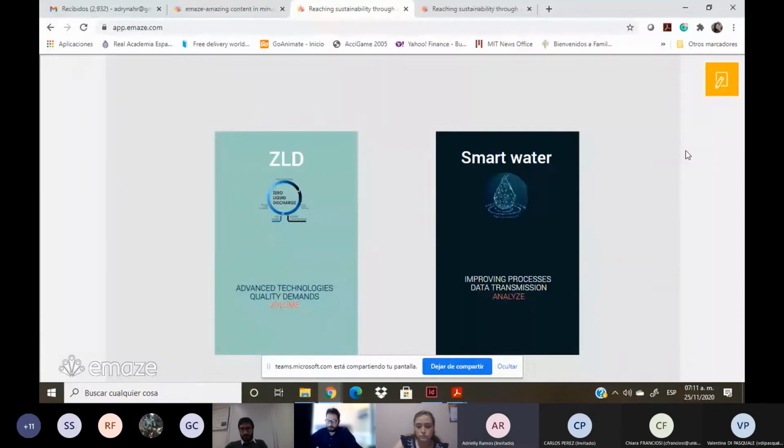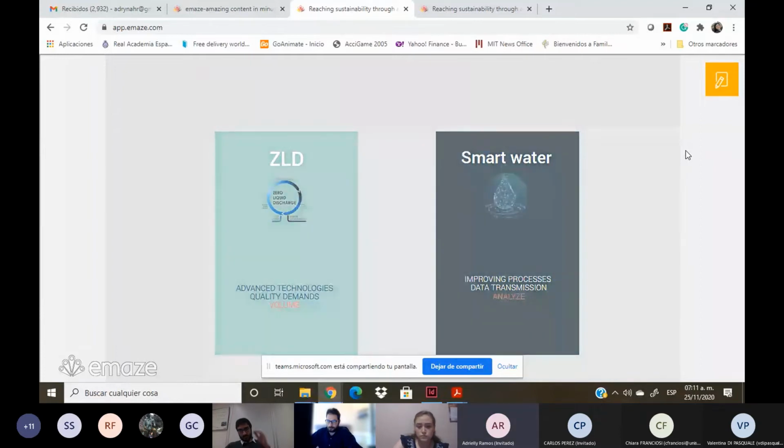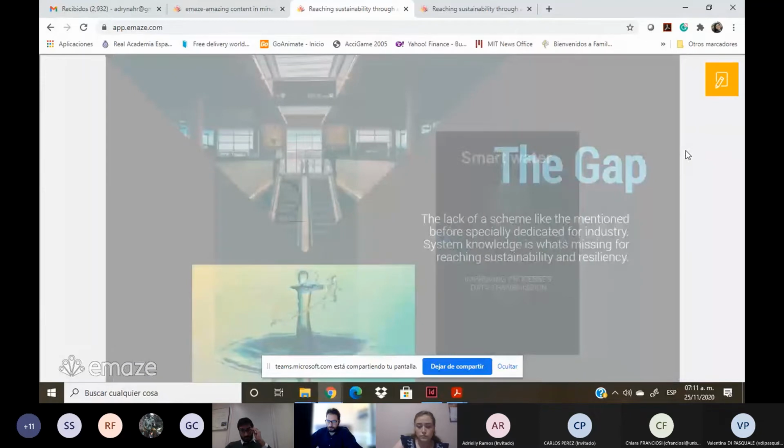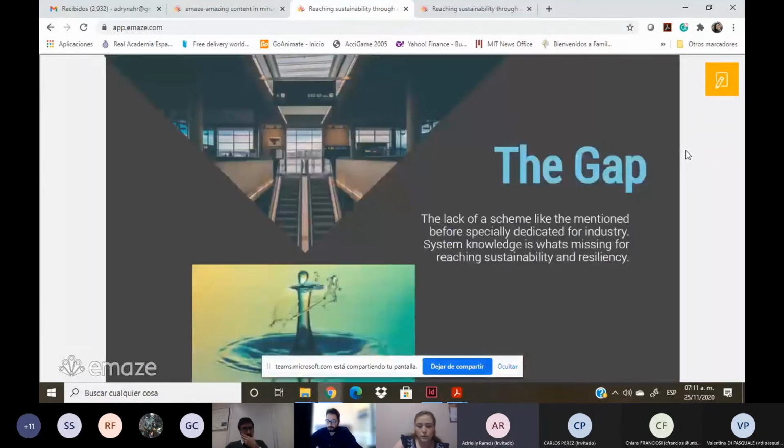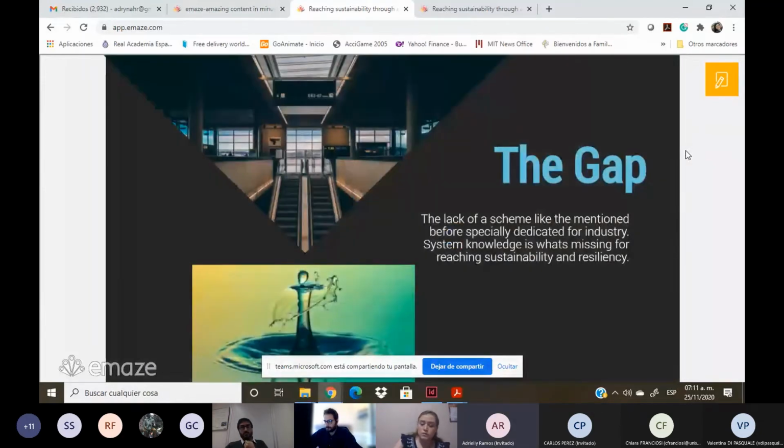In the case of smart water, it only focuses on data, but still is missing the hardware part and the control part. So there's a gap in here. So the opportunity we saw was the lack of a scheme, like they mentioned before, especially dedicated for the industry. And system knowledge is what's missing for reaching sustainability and resiliency.